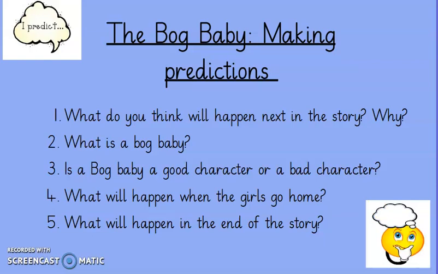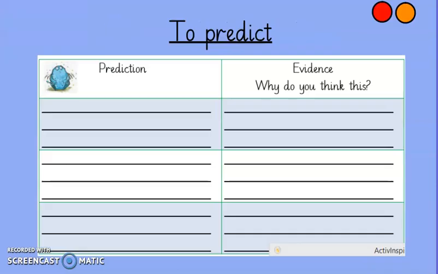Now, I know red and orange group and yellow group have got some sentence starters. They are there to help you to start your sentences. So make sure that you're using different sentence starters to make your writing a little bit more interesting. Okay, so red and orange group, you have a sheet that looks like this, and it says prediction, so guessing what might happen, and evidence. And evidence just means proof, to show why do you think this.